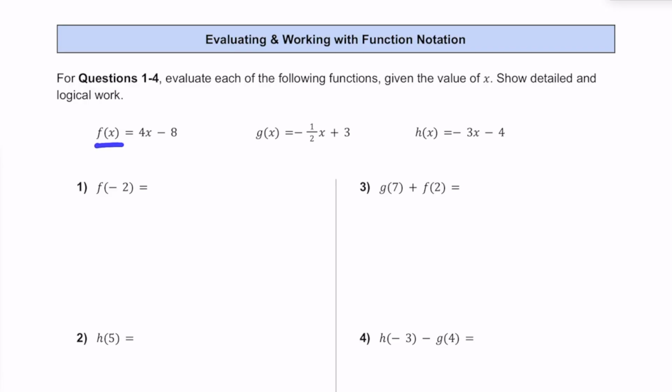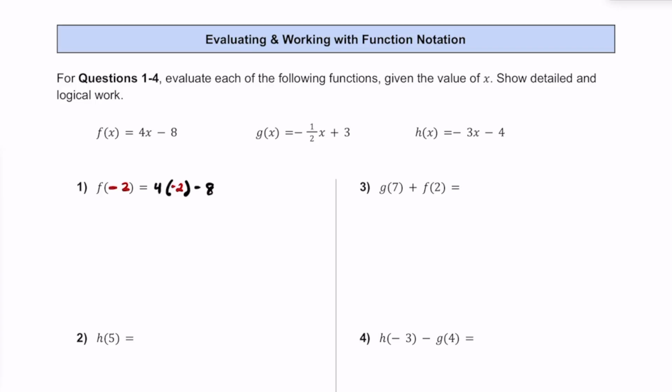We have f of x, g of x, and h of x, just 3 different named functions here. And for number 1, we're going to find f of negative 2. So that really just means that x is going to be negative 2, and we're going to use this f of x function over here. So we're plugging in negative 2 for x, so f of x is going to be 4 multiplied by negative 2. Substitute that in, and then take away 8 afterwards.